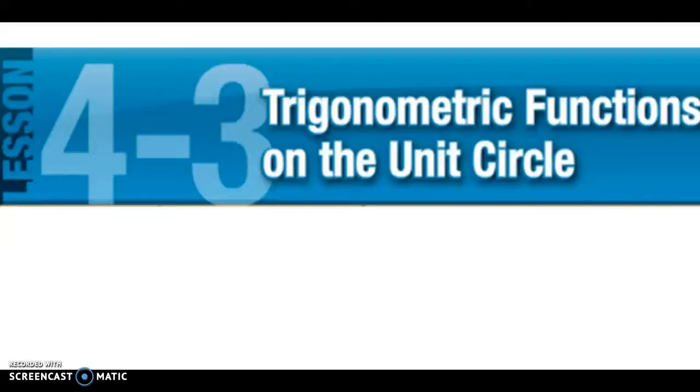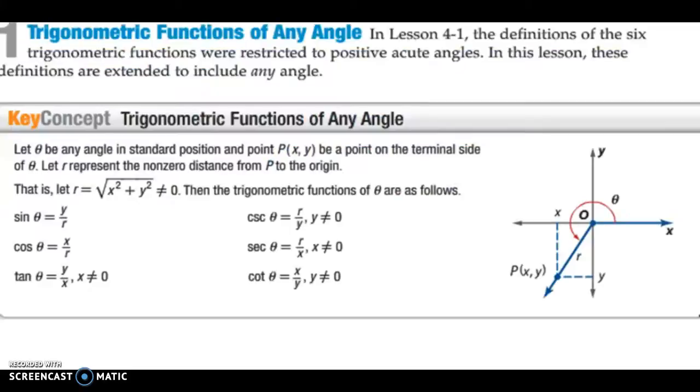Hello, today we're going to be talking about lesson 4.3, which is on trigonometric functions on the unit circle. Before we start, we have to talk about trigonometric functions of any angle. If we look at our angle, our terminal side ends up making a triangle every time. Our x-coordinate is this length, our y-coordinate is this length, and our radius is like the hypotenuse of a right triangle.